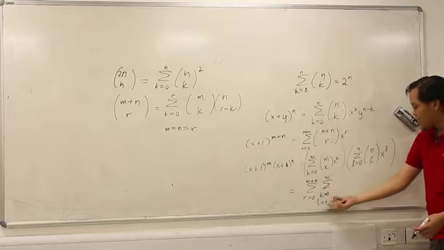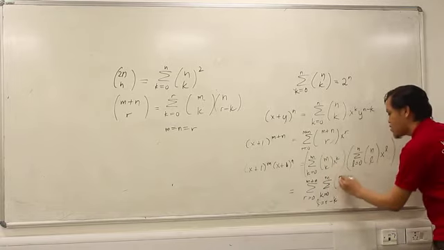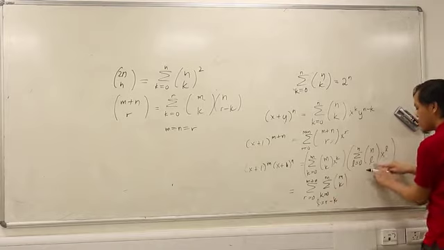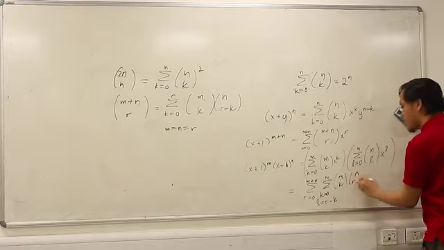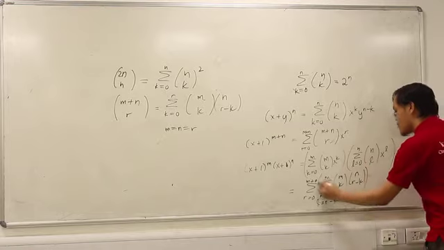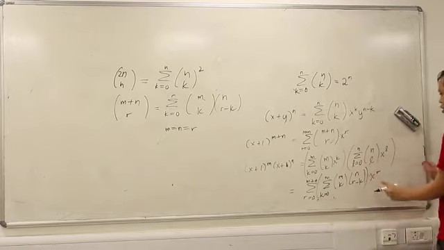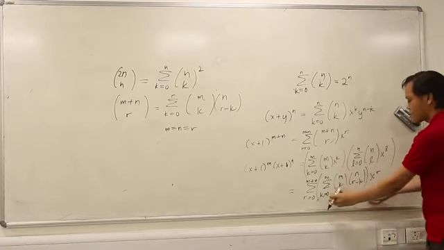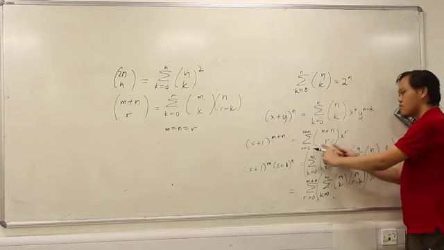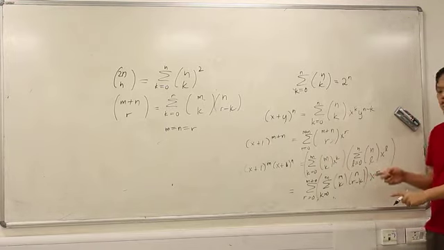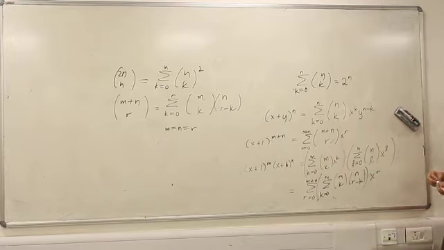But the coefficient of x raised to k in this is m choose k, and the coefficient of x raised to r minus k here is n choose r minus k. So if we do this, then we'll get that the coefficient of x raised to r is this expression, which is equal to this expression because they are the same thing. Okay, so that's another way of proving that.